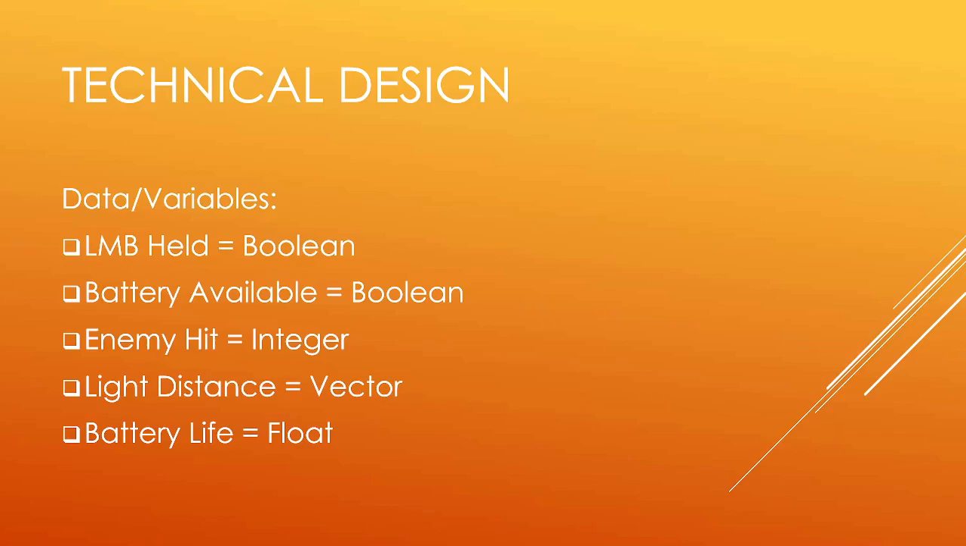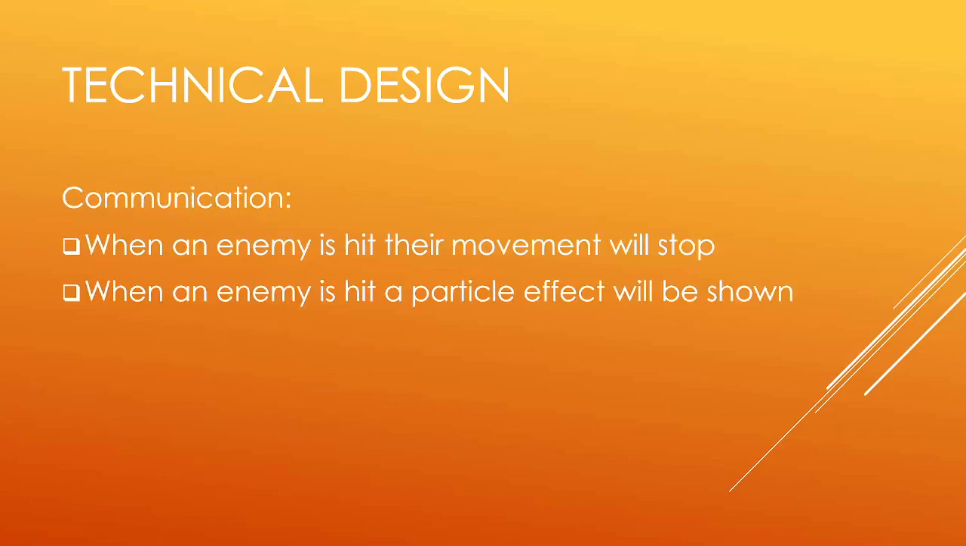The main variables used in the system are the left mouse click boolean for if the flashlight is on, an integer for if the enemy is being hit by the light, and a vector for the light distance. The communication the player receives from this feature is that when the light is hitting the enemy, they will stop moving and showcase a particle effect.